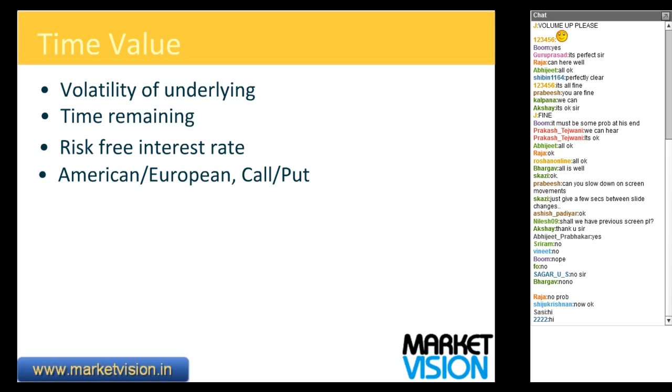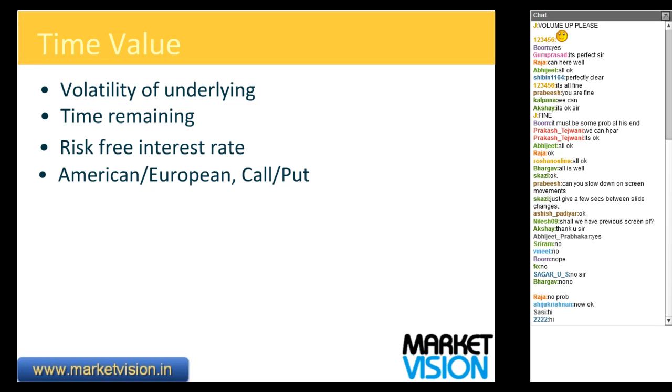And finally, the nature of the contract. So you have American or European, you have call or put. You also have the distance of the stock and the strike price. We've talked about that in intrinsic, but that's also used in calculating the time value. So for instance, there's a different time value for an option at a strike price of 1000 versus a strike price of 900 for Reliance, which is trading at 880. The distance between the two is also a factor in determining the time value.